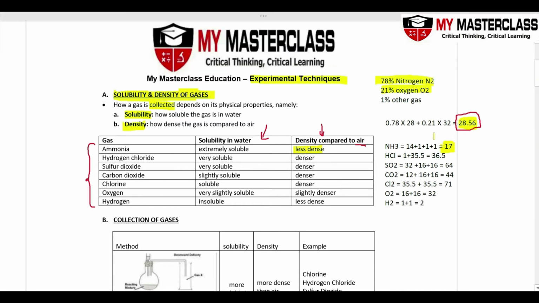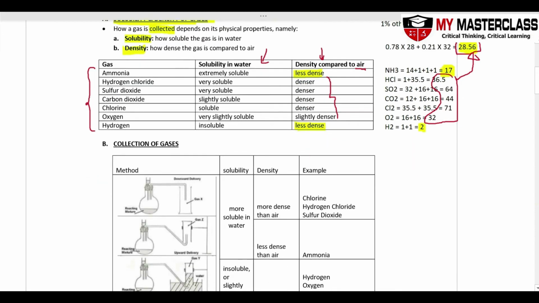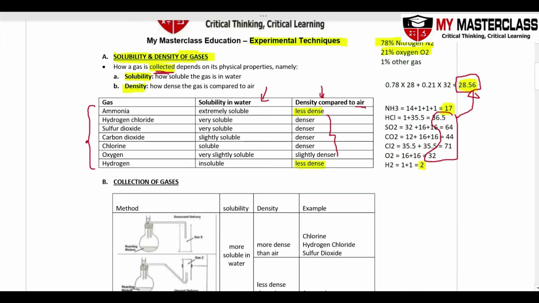Let's compare these relative masses with air, and we can see which gas is more or less dense than air. Just now I looked at ammonia, which is less dense, and I also have hydrogen, which is less dense. Based on your calculations, the rest of these gases are more dense than air. Based on this density, we have to collect these gases in the experimental setup.